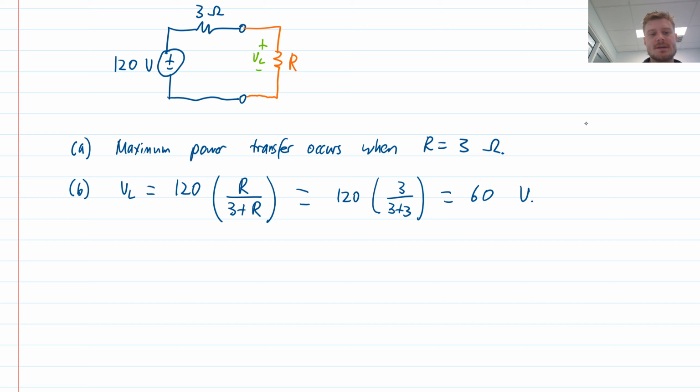So we know the voltage is 60 volts. So the power in the load is V squared over R. So that would be 60 squared divided by 3. So 60 squared divided by 3 is 1,200 watts of power. And so that's our answer.